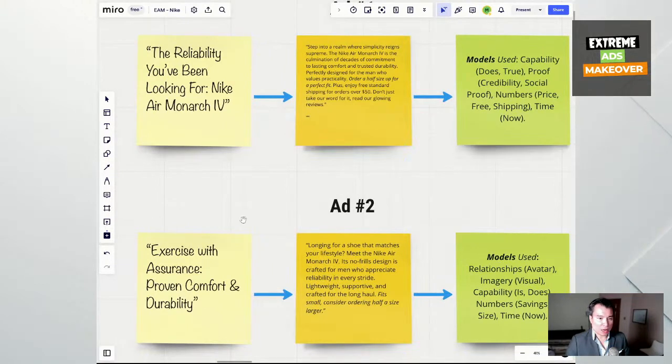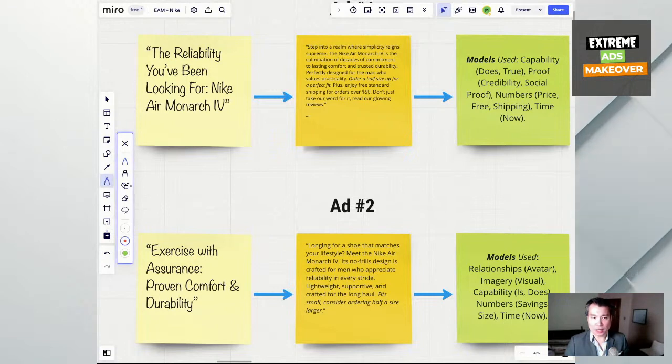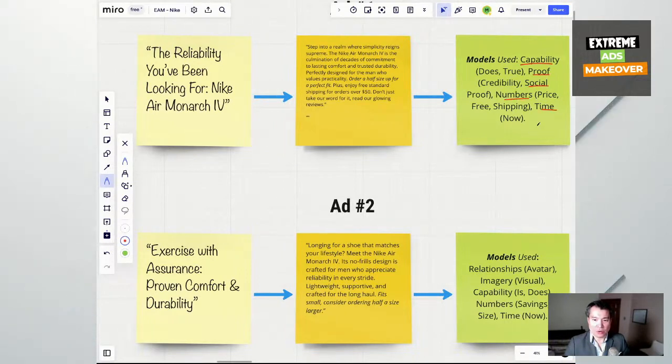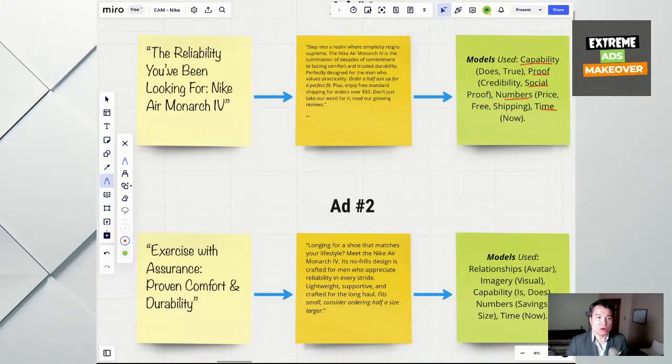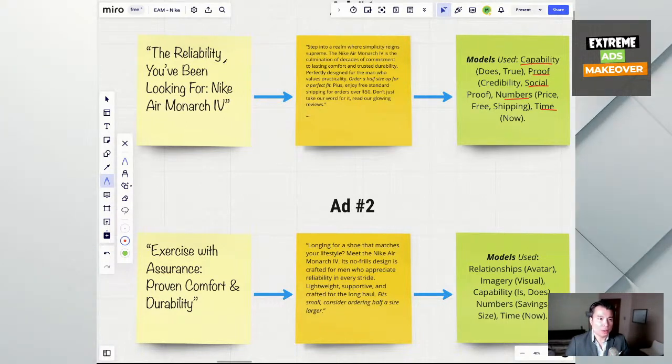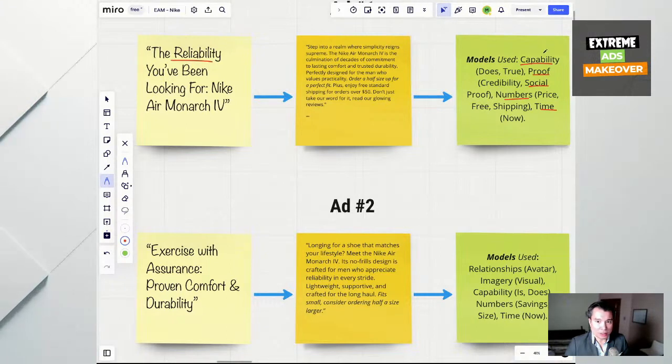As you see on my right, the green over here, those are the models extracted from the Bionic framework. I'm going to turn on my pen here. In the models, as you can see, I use the model of capability, proof, social, numbers, and times to generate the ad, right? And we're just trying to lock in. So when we identify the models and lock them in, from there we generate the headlines and the ad copies. For example, the reliability that you've been looking for, right? Reliability, that's the capability.